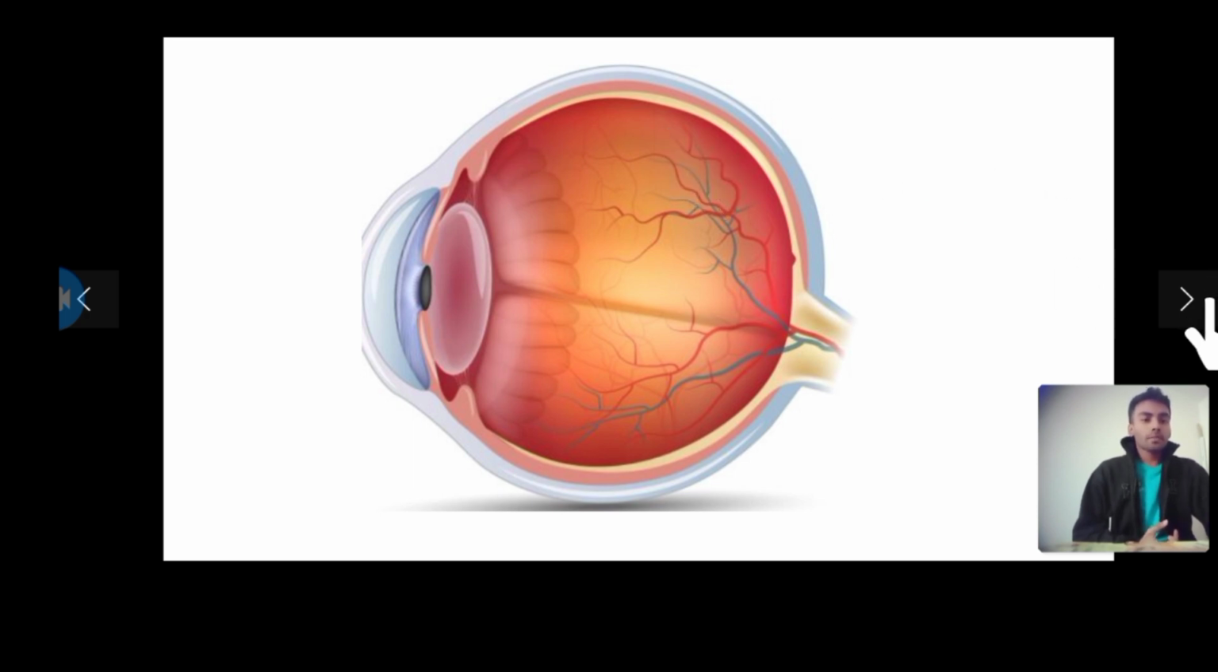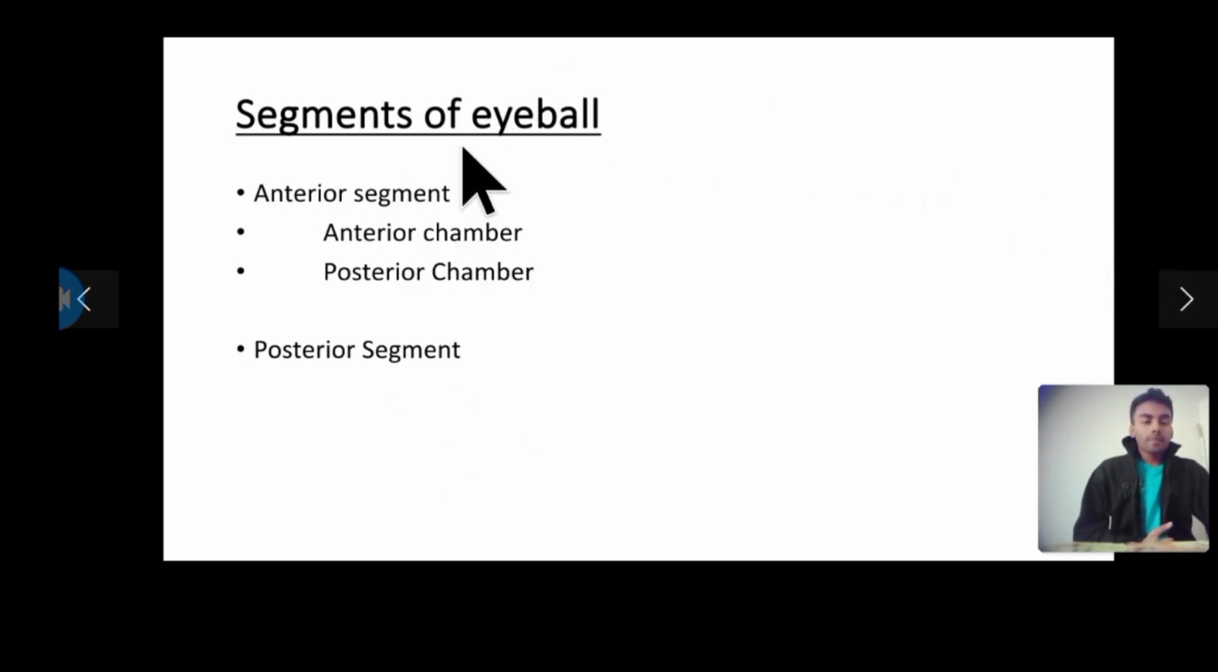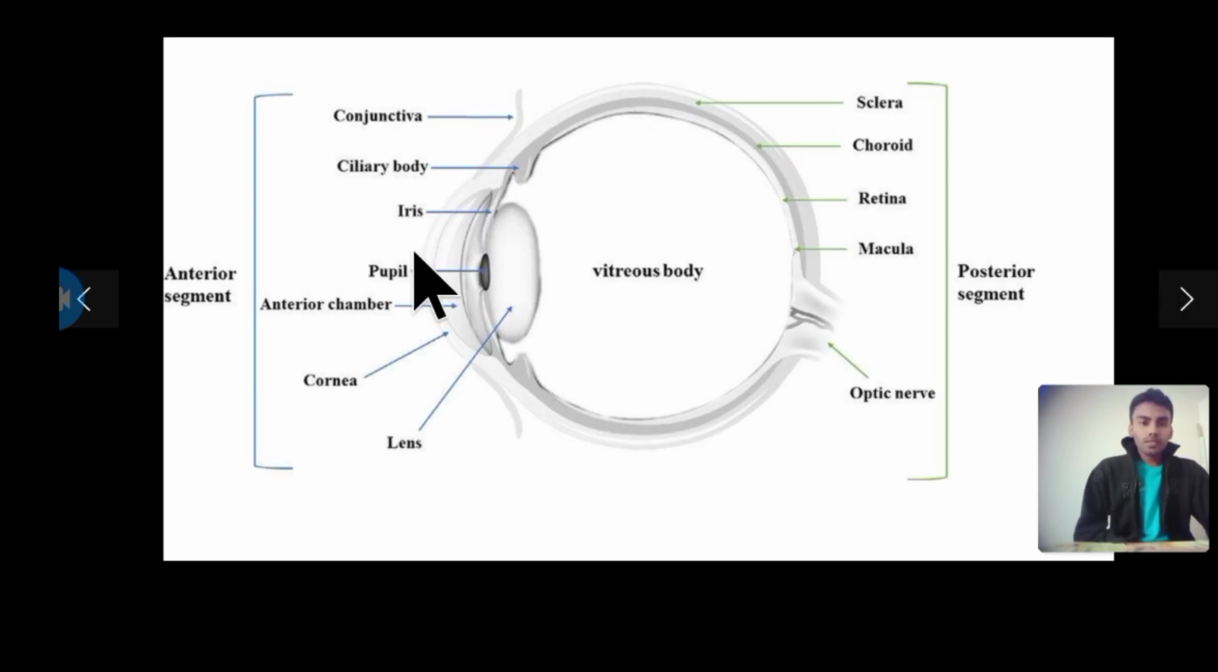Now we will discuss the different segments of our eyeball. Our eyeball has two segments: one is the anterior segment and another is the posterior segment. This is the eyeball, and from the anterior most surface of the cornea up to this crystalline lens is the anterior segment, and from this crystalline lens to the retina is the posterior segment.